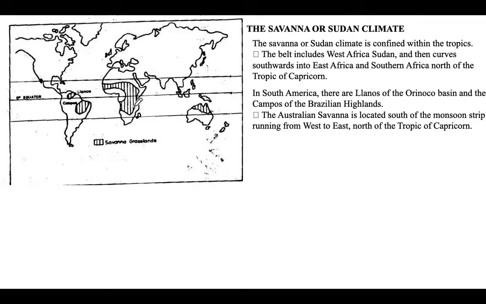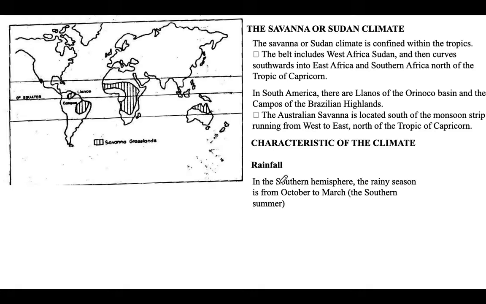And then this belt of Africa, you need to know that this is savanna. There is savanna, and then there is savanna. So it's important. And then we have characteristics of the rainfall. In terms of rainfall, in the southern hemisphere, the rainy season is from October to March. That's the period when rainfall is experienced. So you need to master this.